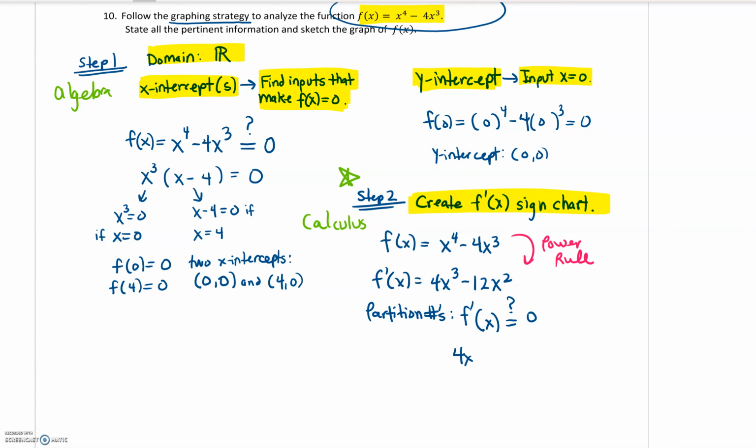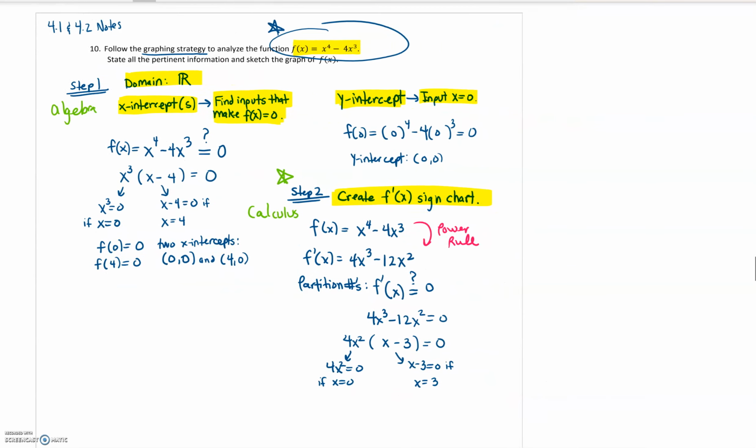So I'm just going to set my derivative rule equal to 0. And again, I'll factor out a GCF. In this case, it's going to be 4x squared. That'll leave me an x minus 3 binomial factor. And if I set 4x squared equal to 0, that's only going to happen if x is equal to 0. And if I set the binomial x minus 3 equal to 0, that's only going to happen if x is a positive 3. So those are our partition numbers.